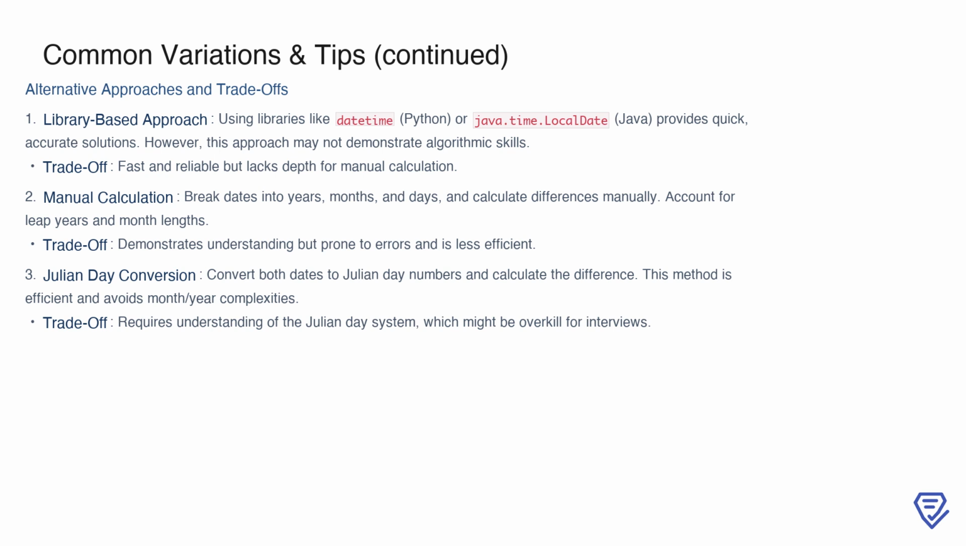Another alternative is to use the Julian day conversion method, where both dates are converted into Julian day numbers, and the difference gives you the number of days. This approach is efficient and avoids month or year specific complexities, but understanding the Julian day system might be unnecessary for many interview scenarios. Each method has its strengths, so choose the one that aligns with the context and requirements of the problem you're solving.